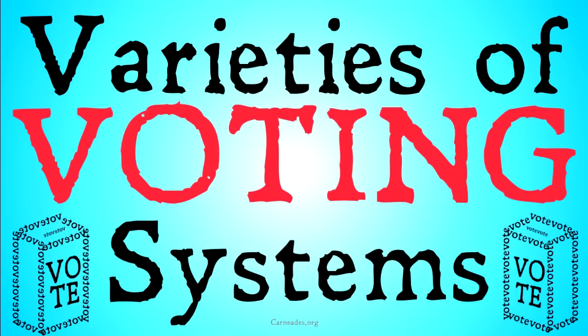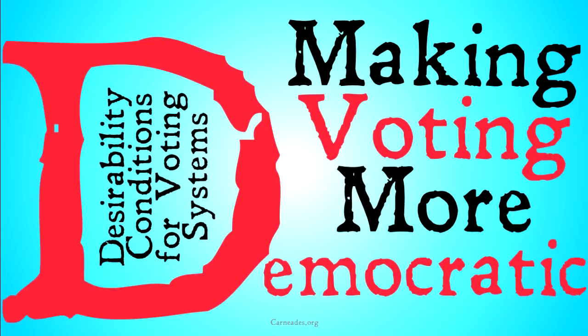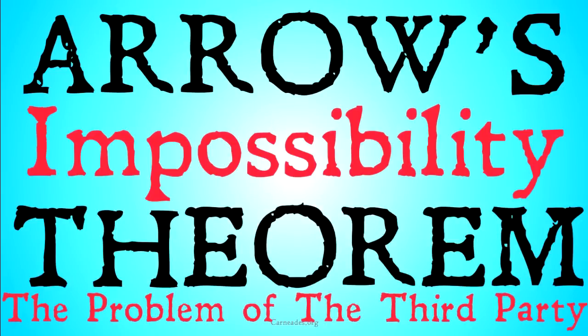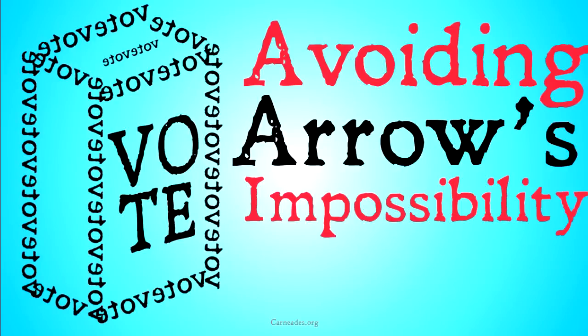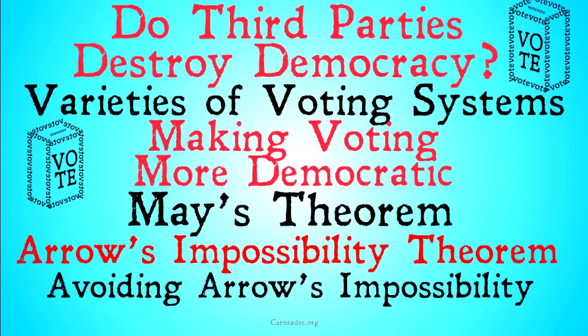So the first series we'll be looking at is varieties of voting systems. That's going to start today and continue all this next week. Then we'll be looking at making voting more democratic, desirability conditions for voting systems. That's going to happen all next week long. Then we will look at a single video on May's theorem, which is the case for the two-party system. Then we'll look at Arrow's impossibility theorem and the problem of the third party. This is where the main argument against third parties is going to be offered. And finally, we'll look at some arguments for third parties and how we can avoid Arrow's impossibility and some alternative voting criteria. So, that's the roadmap for moving forward.